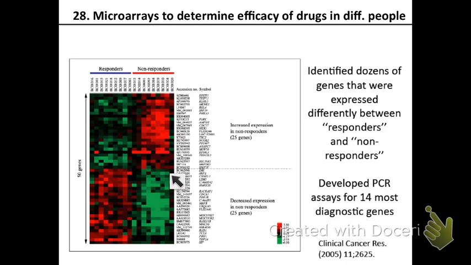Then you can ask, which of these genes are the most reliable genes to tell me if that person is a responder or a non-responder? So what you can do is develop PCR assays for the 14 most diagnostic genes and determine if your patient is going to respond or not to the therapy before you actually go through the therapy, right?